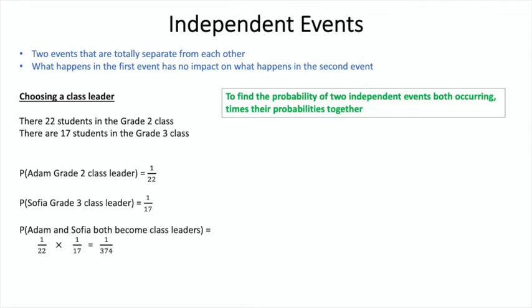If you've done it correctly, what you're working out should look like this, and your answer is there is only a 1 out of 374 chance of both of them becoming the leaders of each of their respective classes. So highly unlikely, but that green sentence, that's the golden rule you need to know for today. To find the probability of two separate things happening, you just have to find the probability of each one and then times the probabilities together. And that'll work for any two independent events. We'll try one more example of this.